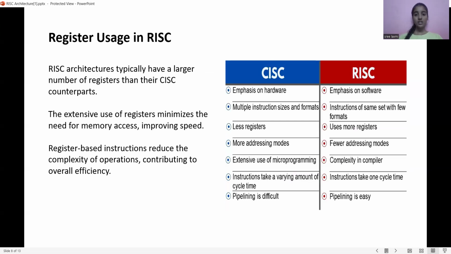These are some differences between CISC and RISC. In CISC, emphasis on hardware, multiple instruction sizes and formats. There are fewer registers, more addressing modes, extensive use of microprogramming. Instructions may take a varying amount of cycle time. Pipelining is difficult. Whereas in RISC, emphasis on software, instructions of the same set with a few formats, uses more registers, fewer addressing modes, complexity in compiler, instructions take one cycle time, pipelining is easy.